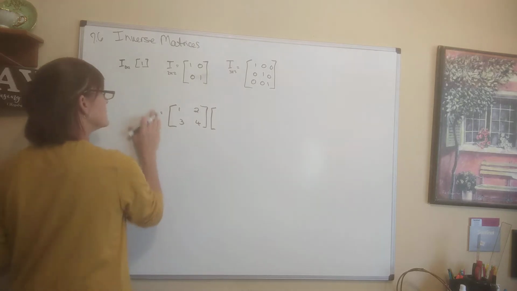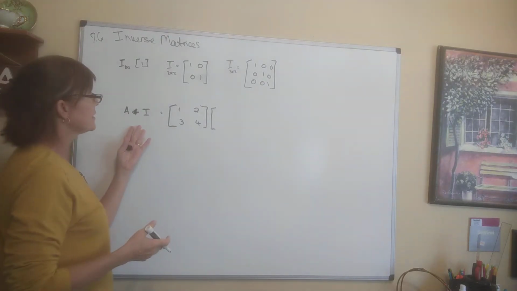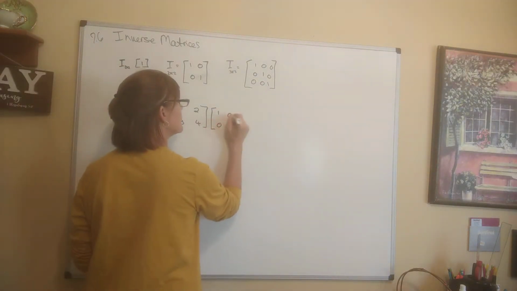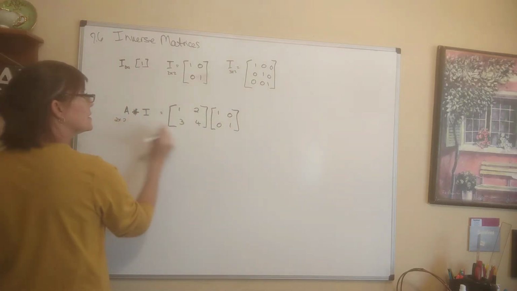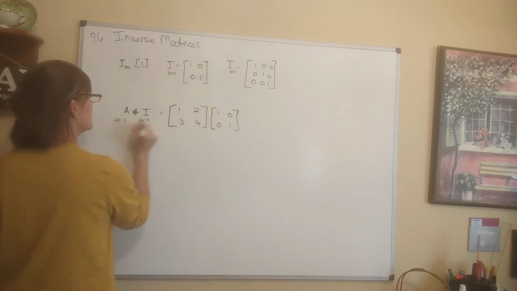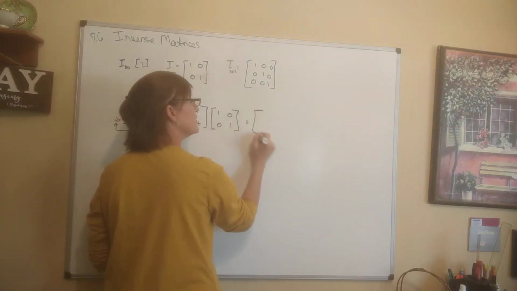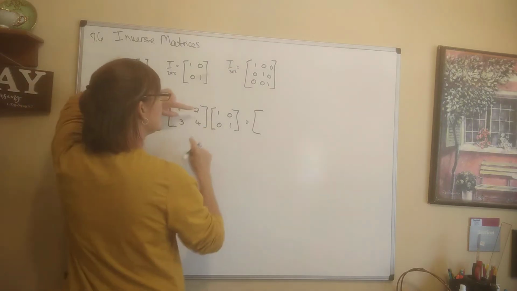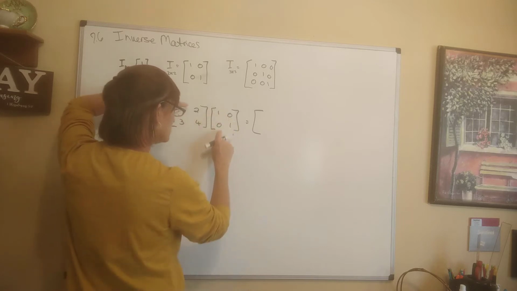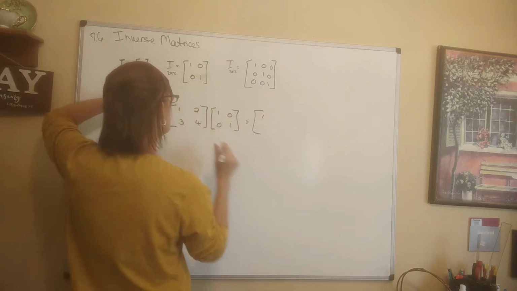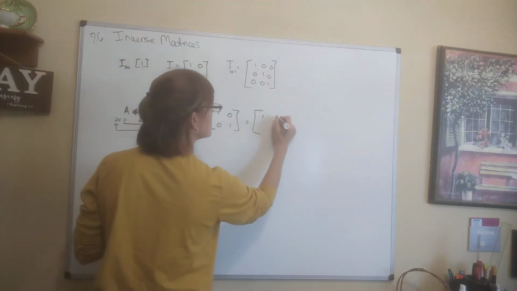Let's take A and multiply it by a 2 by 2 identity. If you recall matrix multiplication, the size of A is 2 by 2. The size of the identity is 2 by 2. The inner dimensions match, and it's going to result in the outer dimensions, which is a 2 by 2. So let's multiply, ready? Row 1 by column 1. 1 times 1 is 1, plus 2 times 0 is 0. 1 plus 0 is a 1. Row 1, column 2. 1 times 0 is 0, plus 2 times 1 is 2.